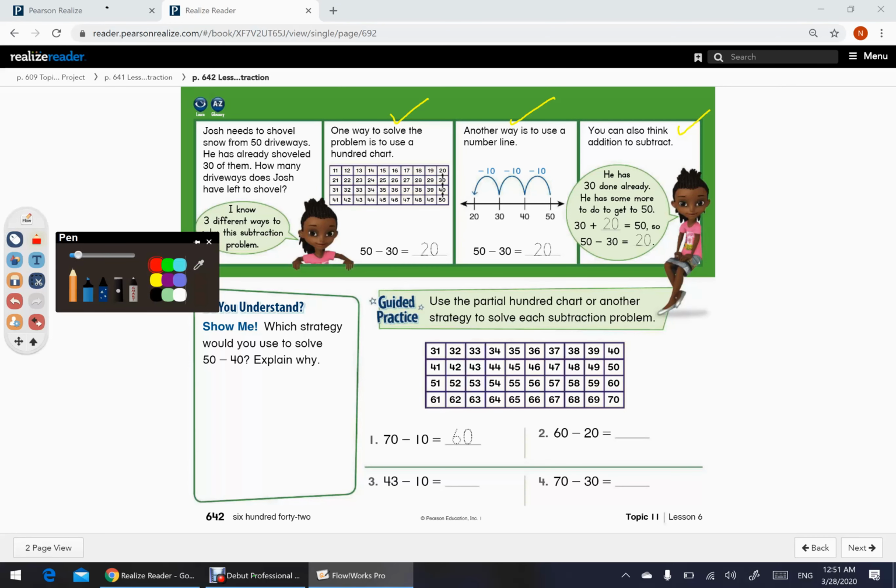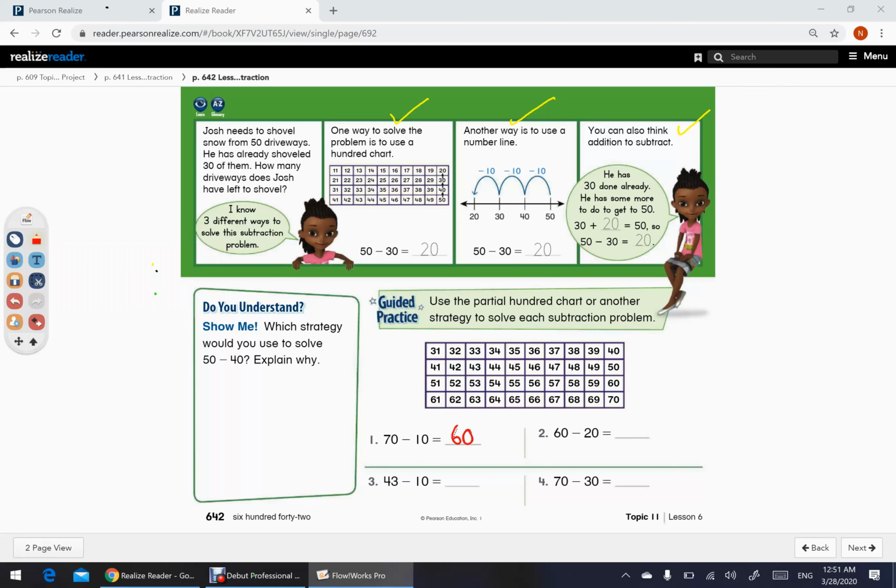Okay, so number one they have done for you, 70 minus 10, 60, right? So what you can do is circle the number 70 minus 10. It means you will just move one number up, and my answer is 60, right? Now, next one.